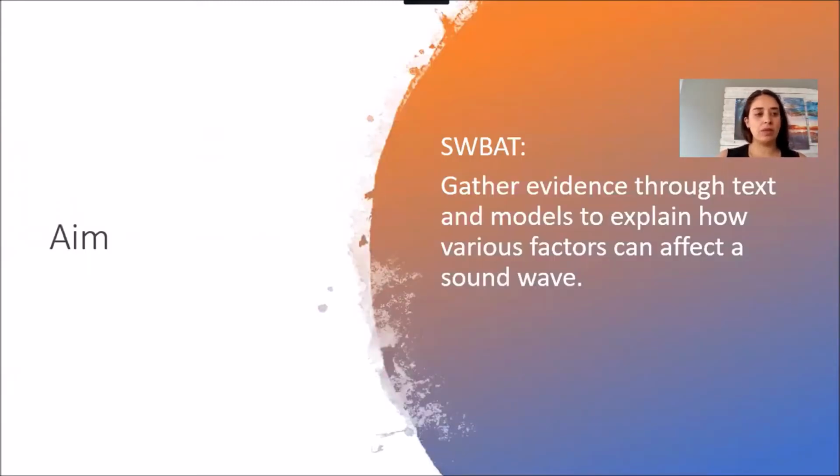Over the past few weeks, we've been exploring how the properties and behaviors of waves affect the sound that we hear. Today and tomorrow, we'll be looking at how the behaviors of waves can cause sound produced by a source to actually sound differently. Today we're going to investigate the Doppler effect, and tomorrow we are going to discuss resonance and beats. So these are all effects that affect how we hear sounds depending on how they behave. Today we are going to gather evidence through text and models to explain how various factors can affect the sound wave.